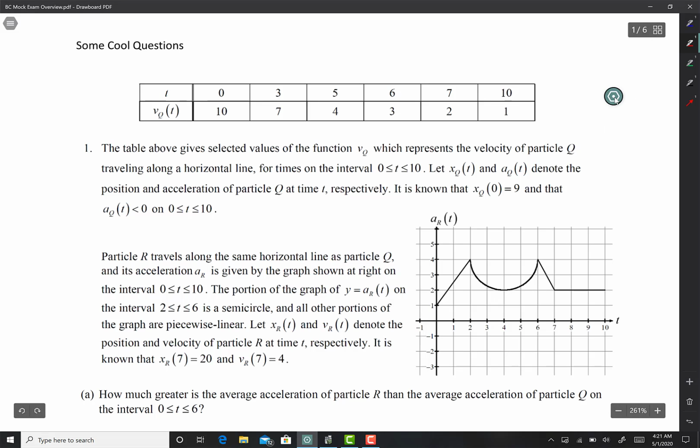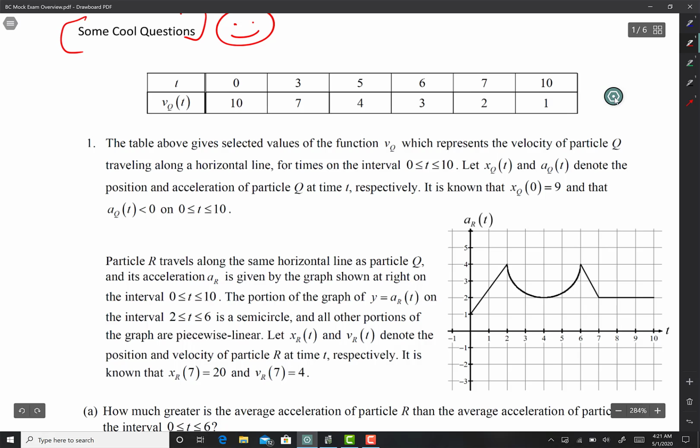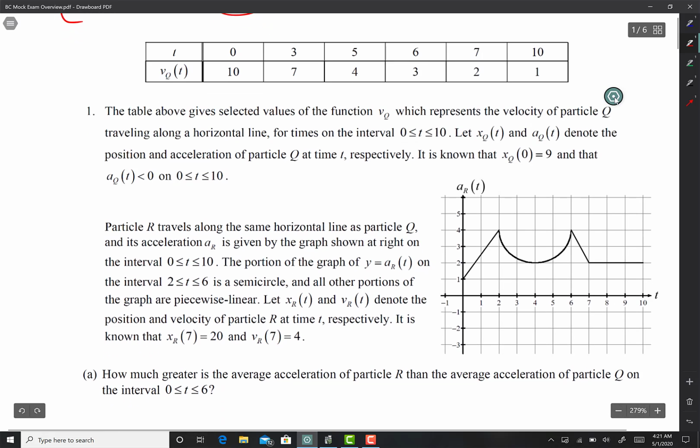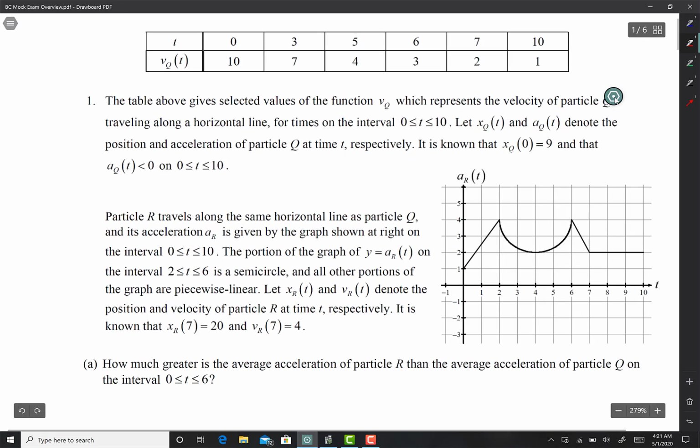Hey guys, we got some really cool questions here. I hope you guys enjoy these questions. They're actually coming from a BC overview, and I think they pertain to us because a lot of these questions we can do. They're just a little tougher than your typical AB questions, but we can do them. So let's get right into it.